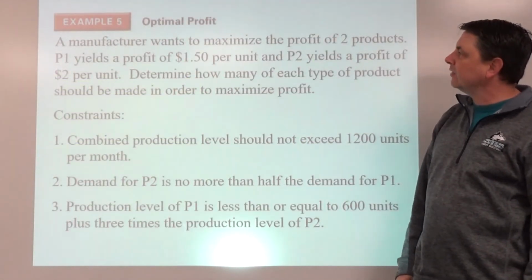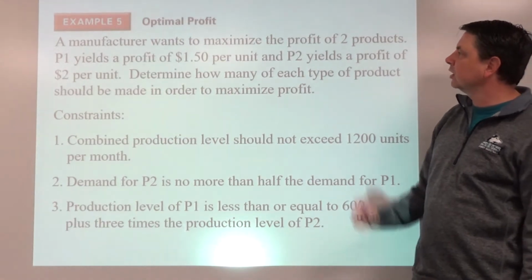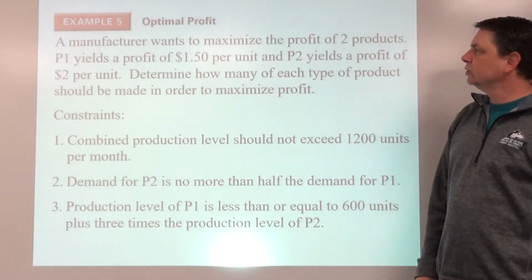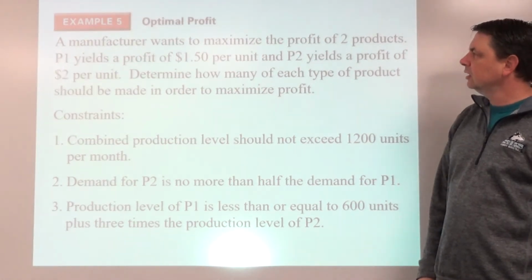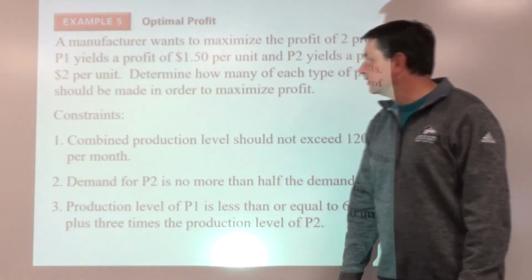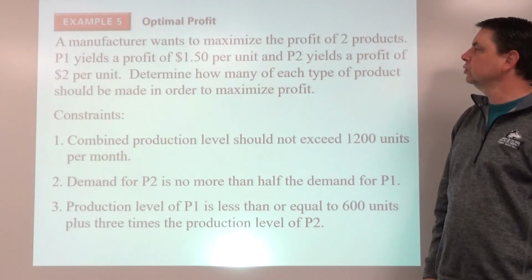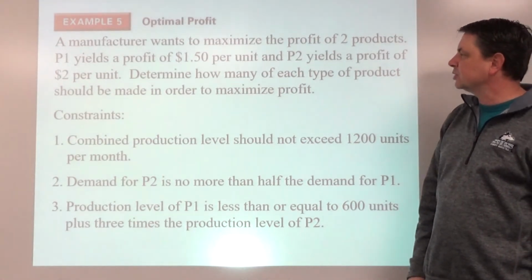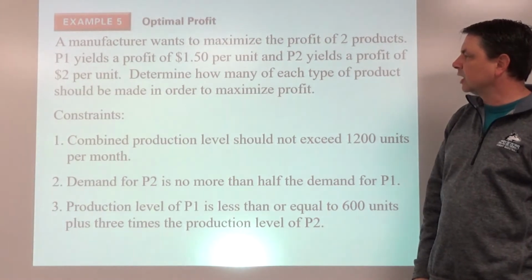Example number 5, we want to optimize profit here. A manufacturer wants to maximize the profit producing 2 different products. Product 1 yields a profit of $1.50 per unit, and product 2 yields a profit of $2 per unit. How many of each type should be made to maximize the profit?